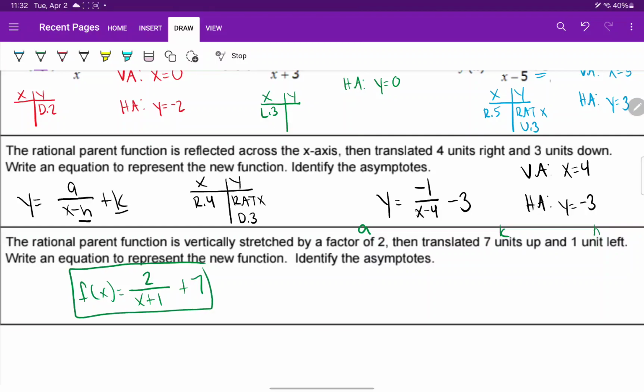And identify the asymptotes. So for your vertical asymptote, x plus 1, so it goes to the left 1, so x is equal to negative 1. For the horizontal asymptote, your k value is positive 7, so y is equal to 7.